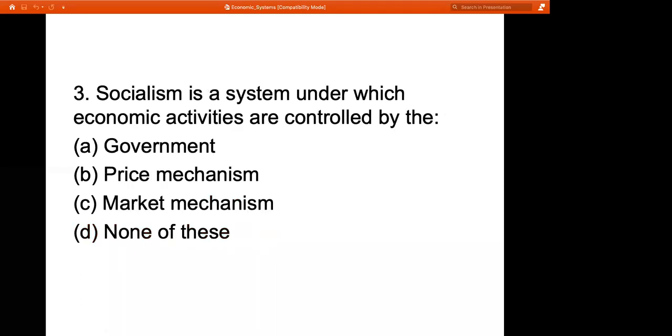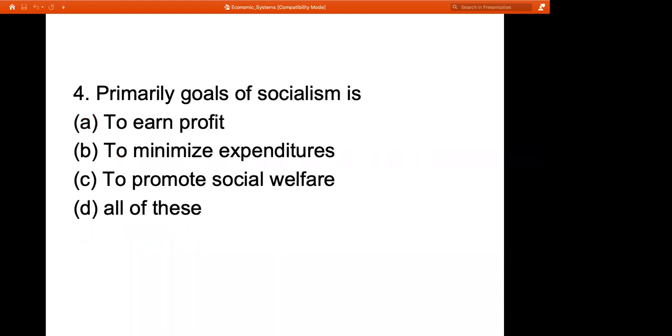Socialism is a system under which economic activities are controlled by the... It is also a straightforward question. The option for this is government, whereas price mechanism and market mechanism are the features of capitalistic economy. Primary goals of socialism: to earn profit, to minimize expenditure, and to promote social welfare. So under socialism, its prime goal is to promote social welfare. To earn profit is a goal of capitalistic economy.